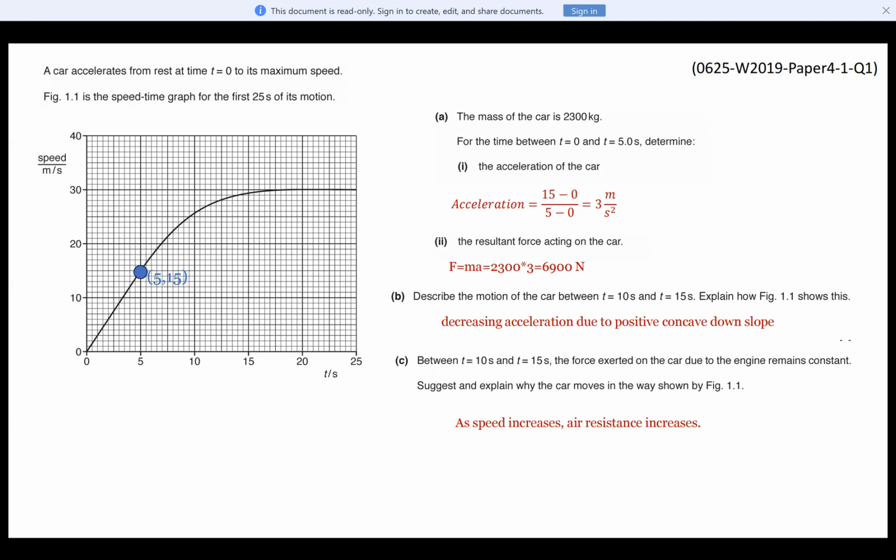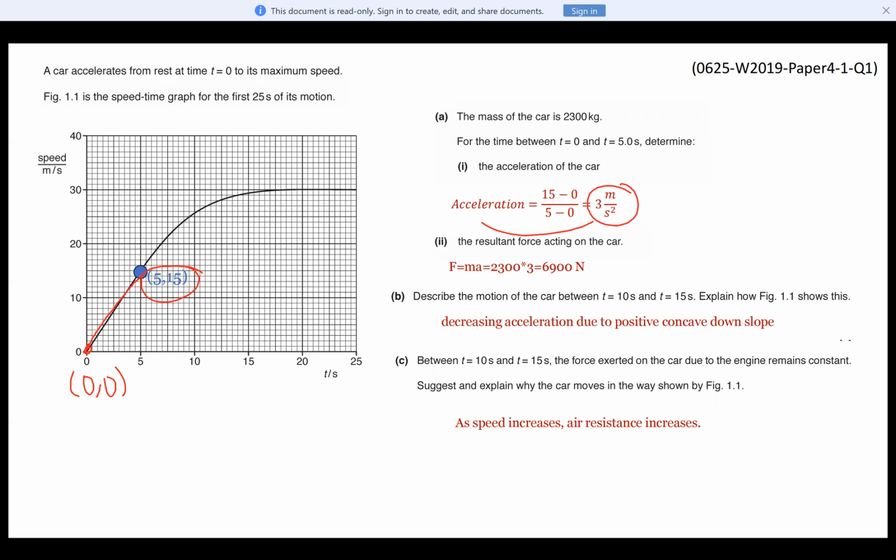In order to get the acceleration, we need to get the slope of the graph. So in order to get the slope of the graph, we need to take 2 points. Of course, this is a linear section. So we simply take 0, 0 and 5, 15, and we calculate the slope as I did here. And the slope is 3 meters per second squared.